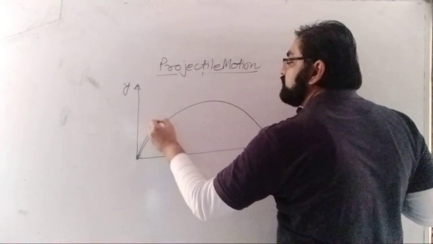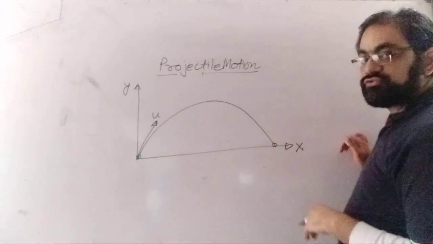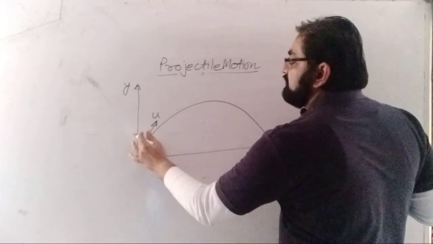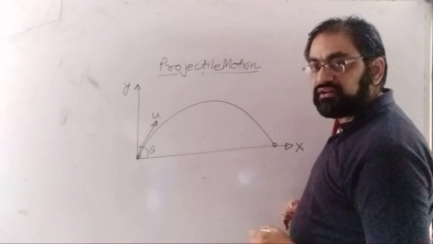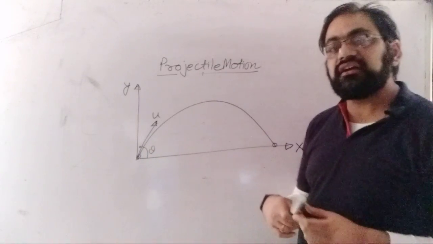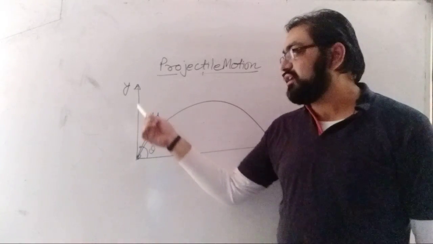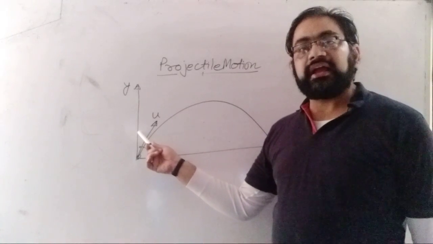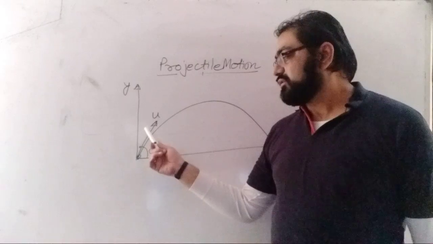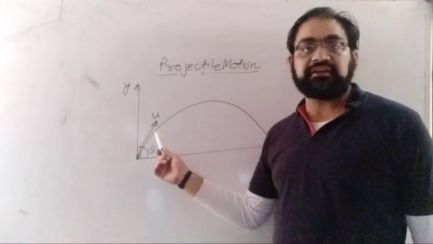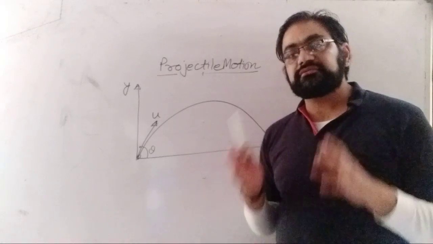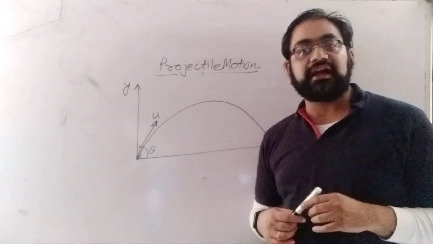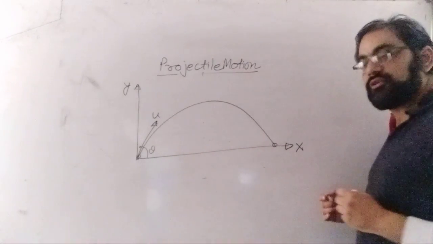The initial velocity of the projectile is considered as u. The angle of the initial velocity from the x-axis is taken as theta. Sometimes in the question, we are given a 30-degree angle from the vertical. This y-axis is taken as the vertical. So if we are given a 30-degree angle from the vertical, then theta will be 60 degrees, because 90 minus 30 is theta. So keep in mind that theta is the angle which the velocity makes from the x-axis.